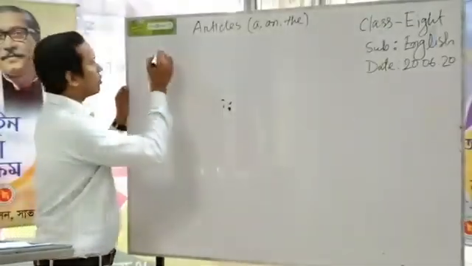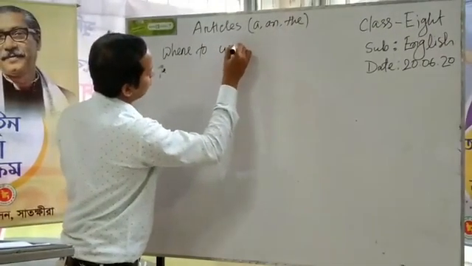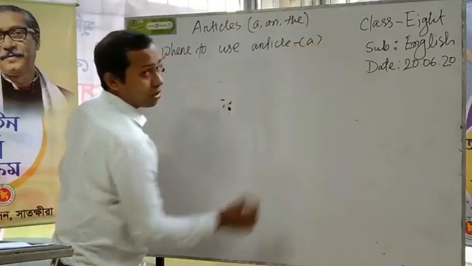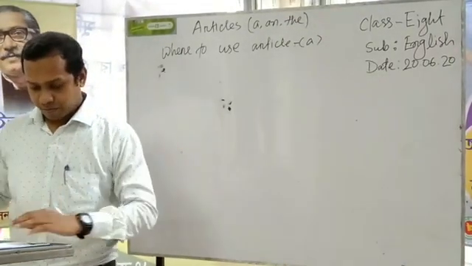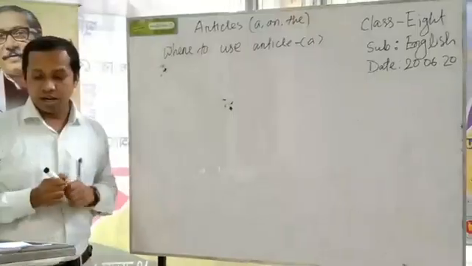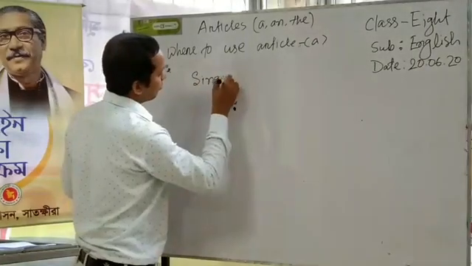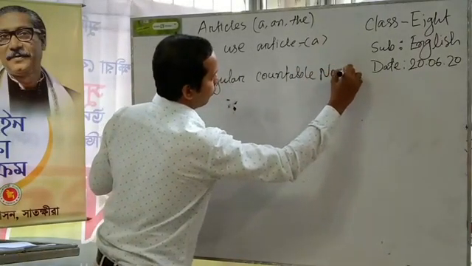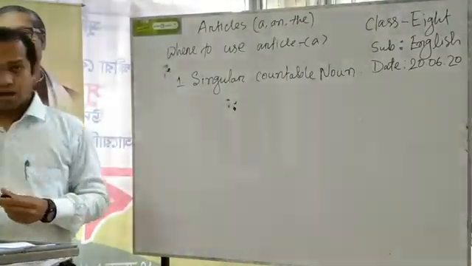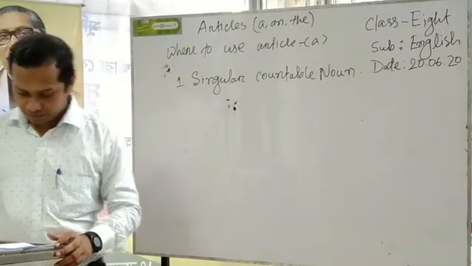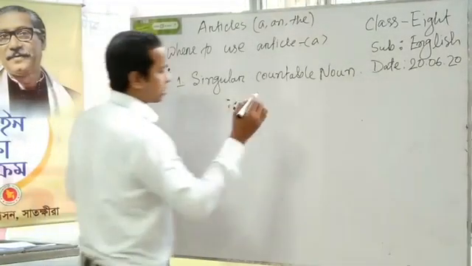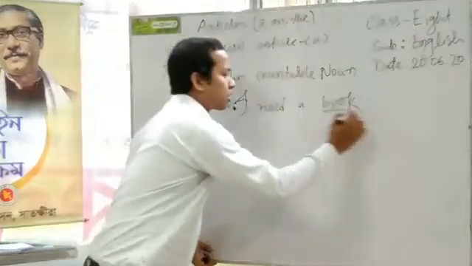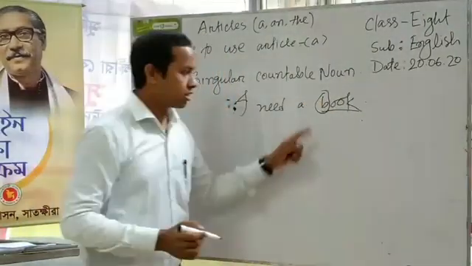So at first we will use a. Where to use article a? Before a consonant sound we use a, but we have to remember that it is for a singular countable noun. First one: I hope that all the students have pen and paper to write down, like singular countable noun. For example, we can say, I need a book. Here book is a singular countable noun, and as the B sound here is a consonant sound, that's why we have used a.